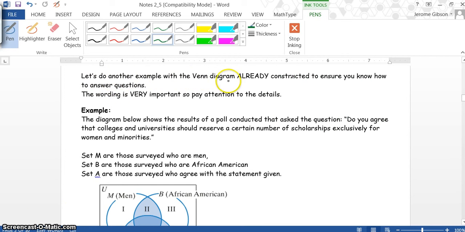Now, let's do another example with the Venn diagram already constructed to ensure you know how to answer questions. The wording is very important, so pay attention to the details. Example, the diagram below shows the results of a poll conducted that asks the question, do you agree that colleges and universities should reserve a certain number of scholarships exclusively for women and minorities? Set M are those surveyed who are men. Set B are those surveyed who are African American. Set A are those surveyed who agree with the statement given.